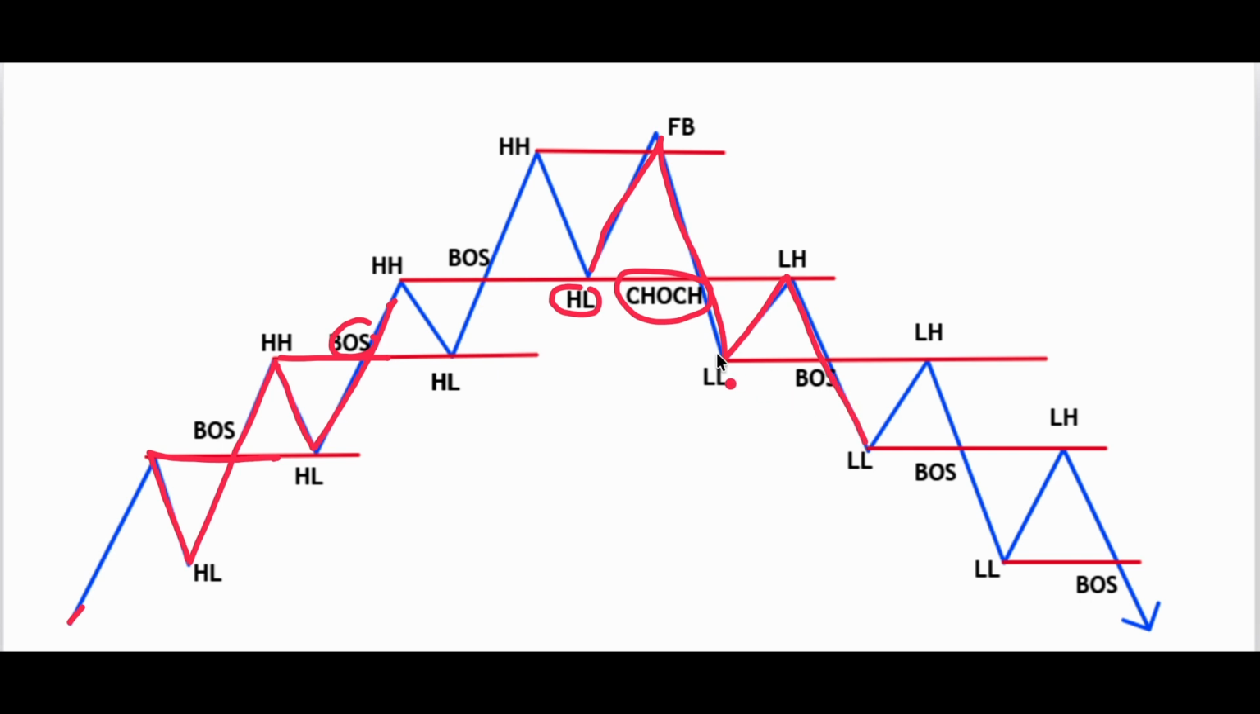What did it do? It broke the previous low. It created a new low. So that's a break of structure. That's the difference between break of structure and a change of character. And as you can see, the market creates lower highs and lower lows in a reversal.